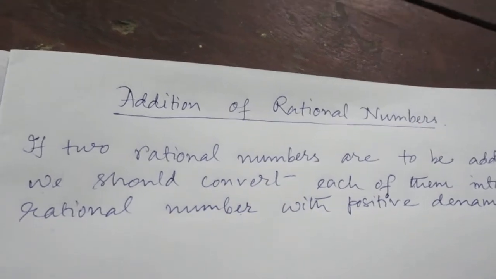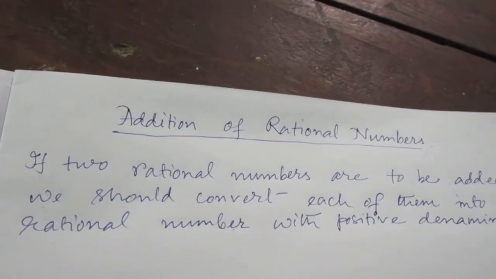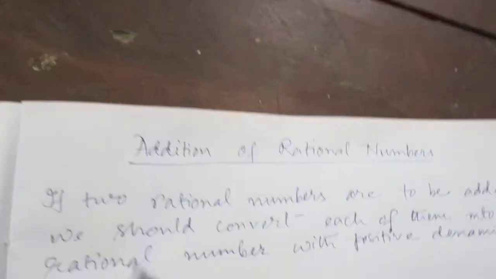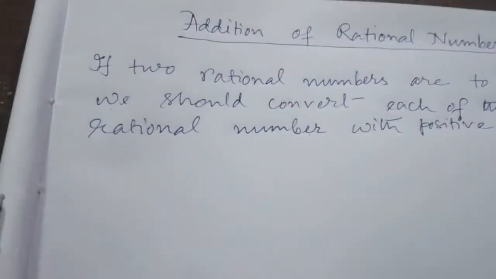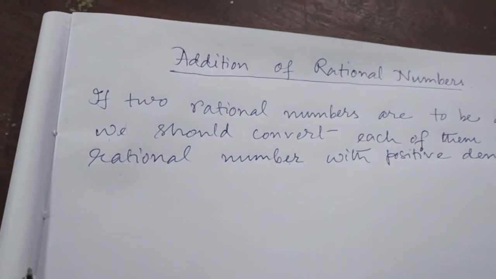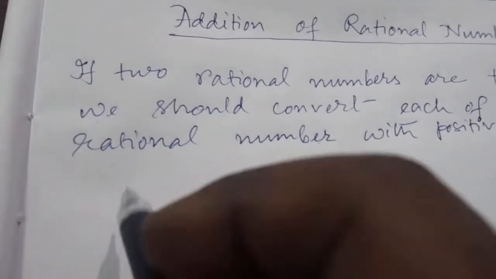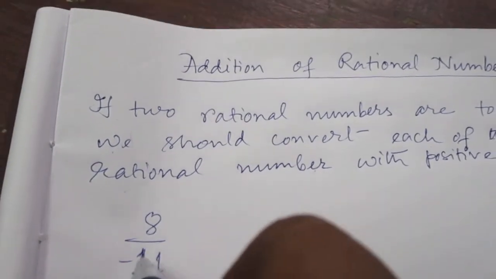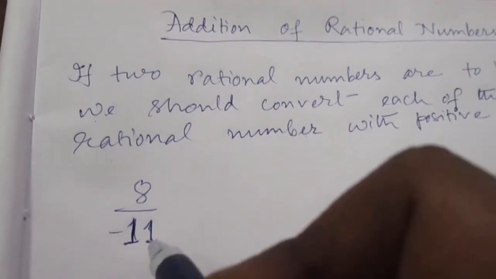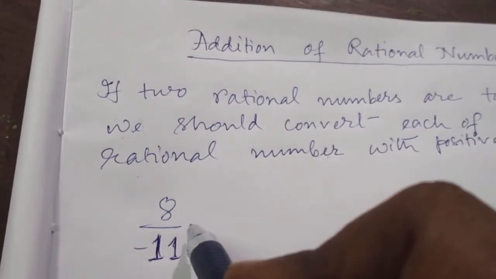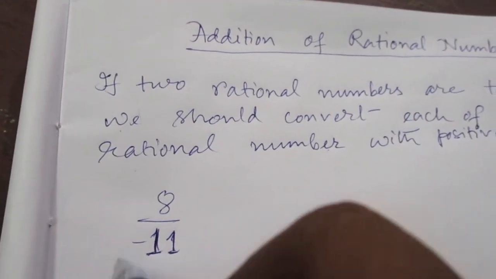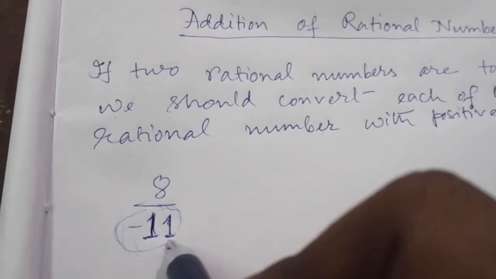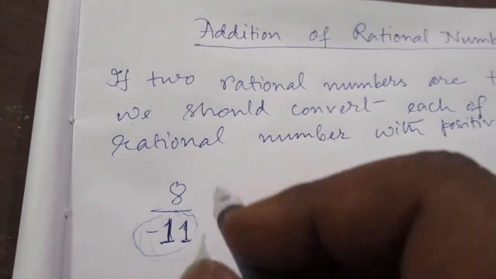So how can you convert? I have explained this in the last class at your school, but as we are discussing this chapter, I will revise it so that you can remember. Suppose a rational number is given like 8 by minus 11. Here the denominator is negative. How can we make the denominator positive? Here the denominator is minus 11, and if we make it positive, it will be plus 11, or only 11.